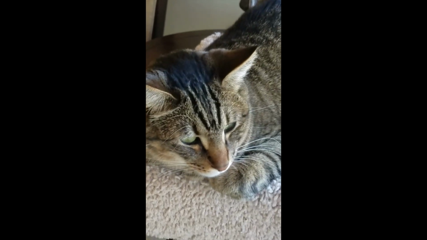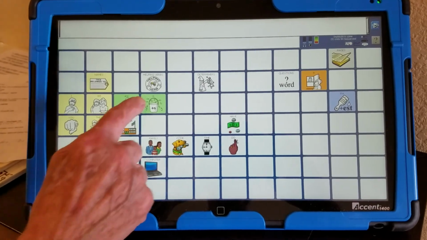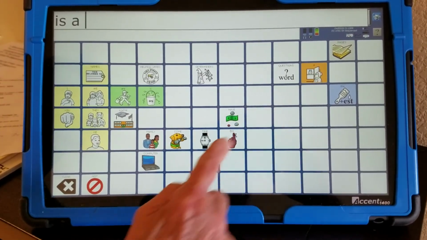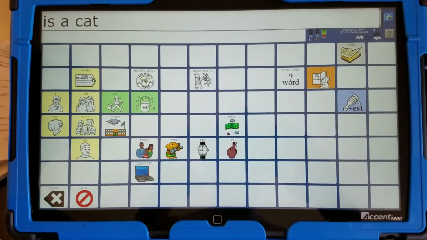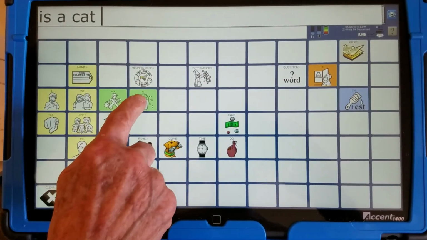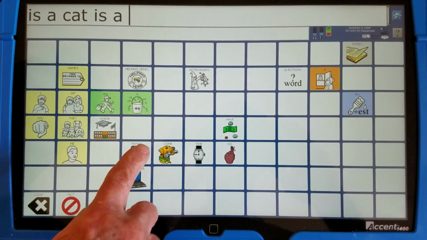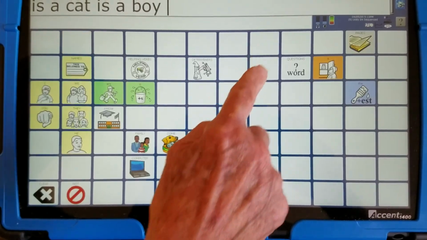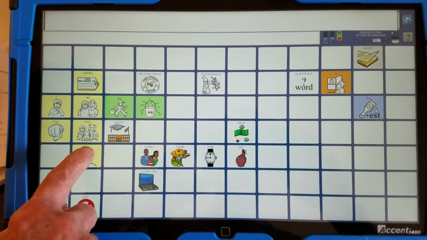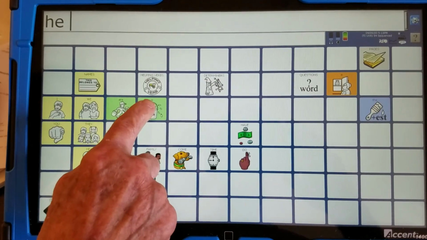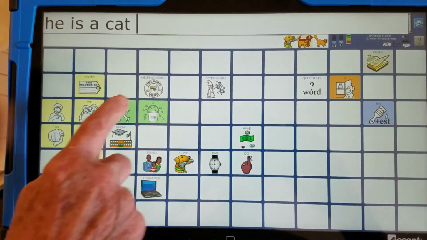Jack is a cat. Cat. Jack is a boy. Cat. He is a cat.